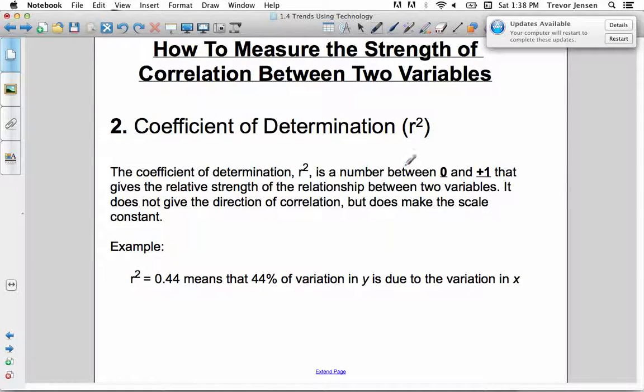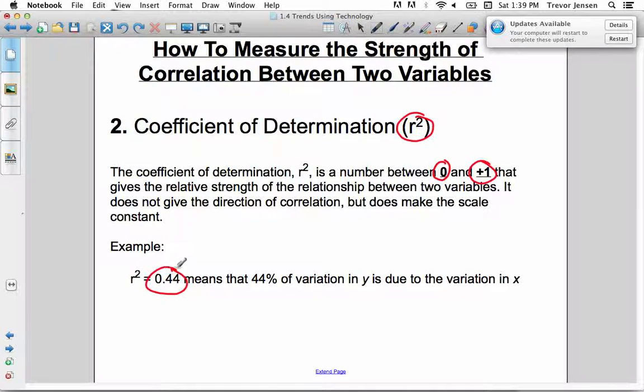Okay, now let's look at the other value the calculator is going to give us. It's going to give us an R squared value. So it's going to take the correlation coefficient, and it's going to square that value. So we're no longer going to be able to have negative numbers. We're going to have numbers between 0 and +1. So it's no longer going to tell us about the direction of the relationship. It's just going to give us another value that will help us describe the strength of the relationship between the two variables.